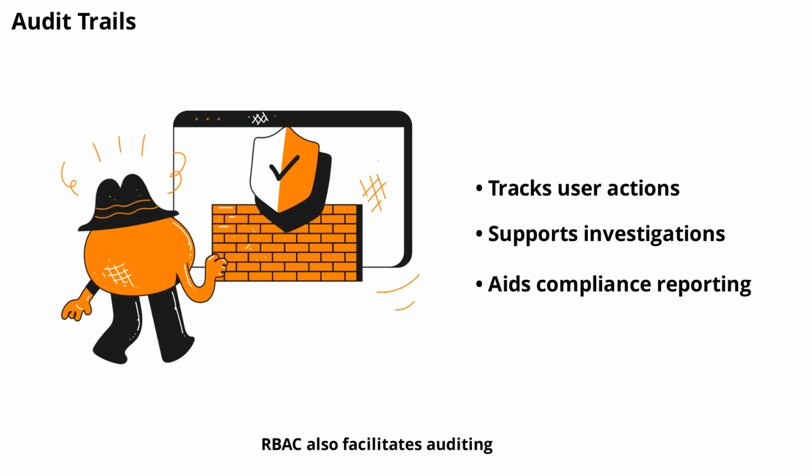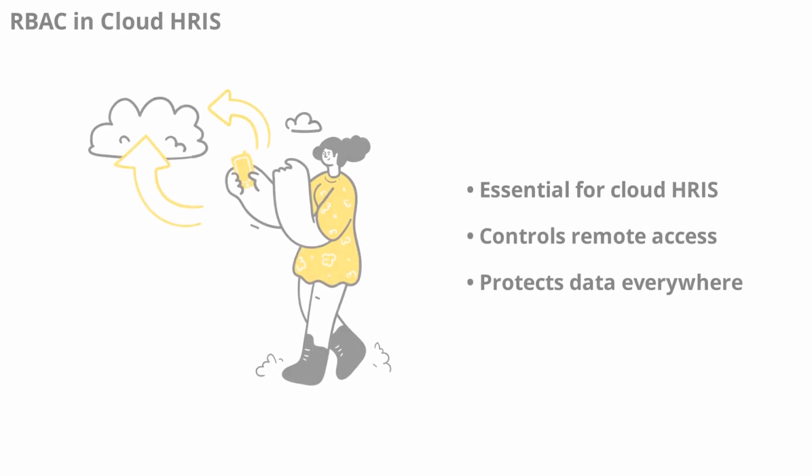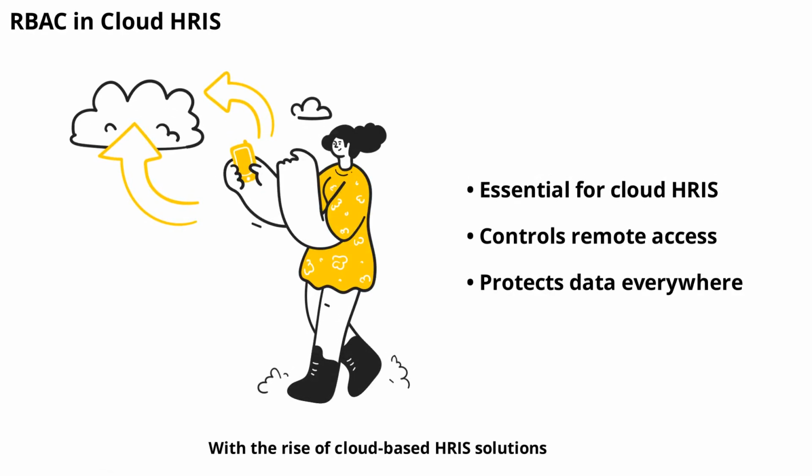RBAC also facilitates auditing. Since each user's access is tied to their role, it's easy to track who did what within the HRIS. Audit trails provide a clear record of actions, supporting investigations and compliance reporting when needed. With the rise of cloud-based HRIS solutions, RBAC has become even more important. Cloud systems are accessible from anywhere, making robust access controls essential.